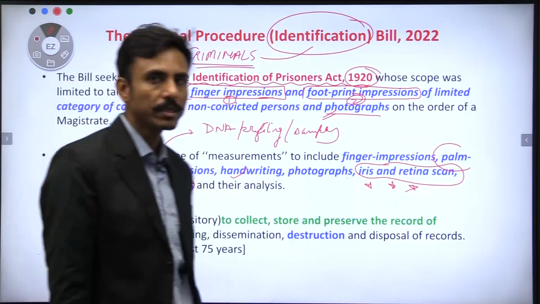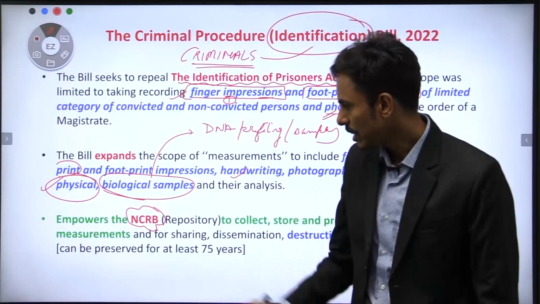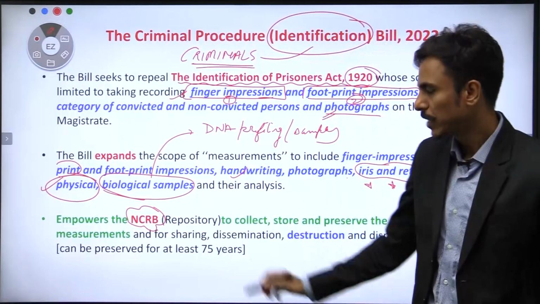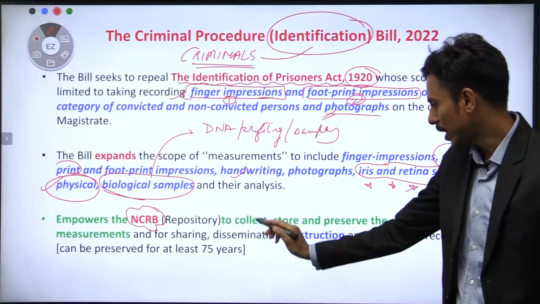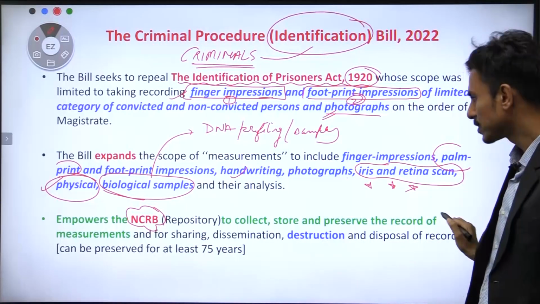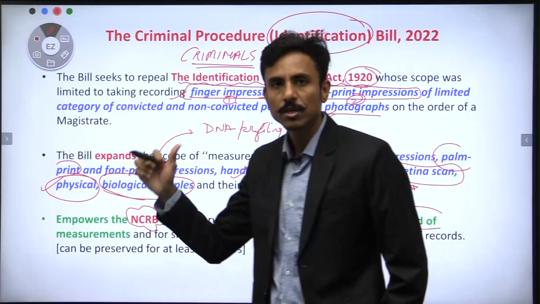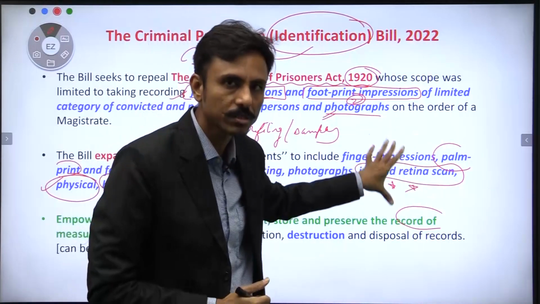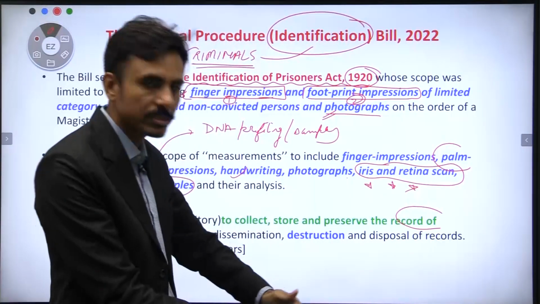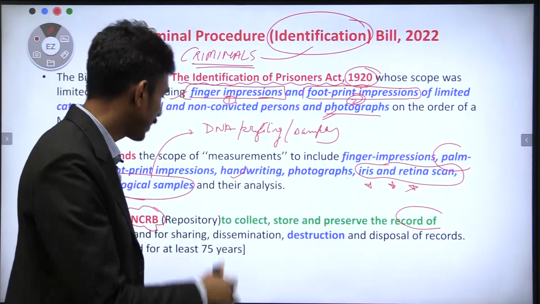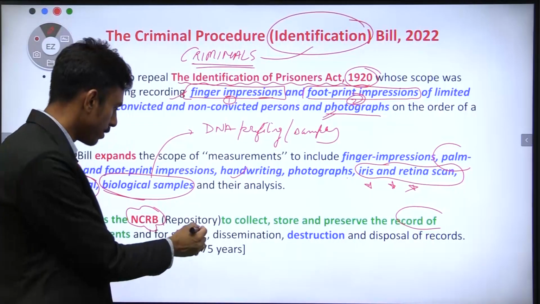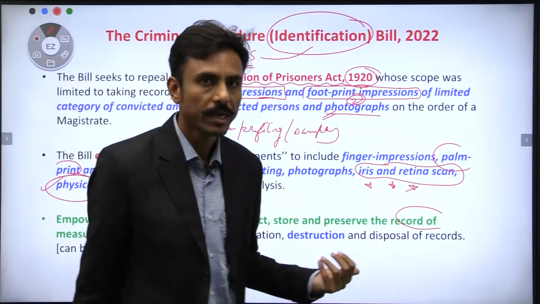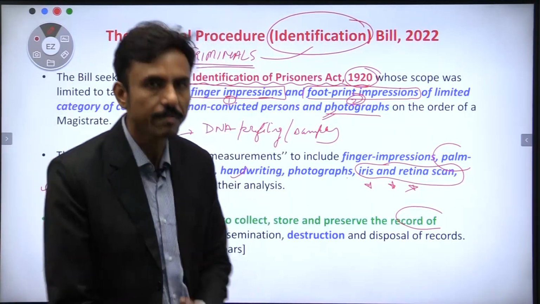It would empower the NCRB. NCRB is the National Crime Records Bureau, right? It would act as a repository to collect, store and preserve the record of measurements. So all the measurements like iris, retina scan and all the things that we have discussed would be preserved, stored, and shared by NCRB, right?